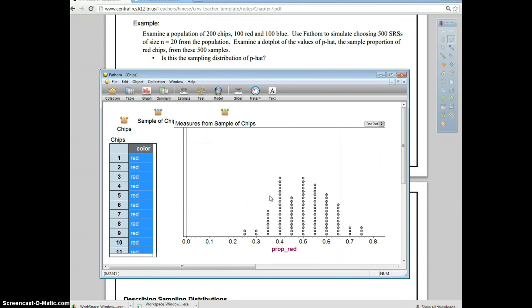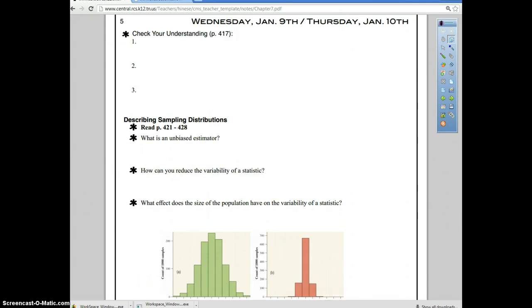But if I didn't know that, let's say that I did not know that, and my teacher told me that it was 70% red. I would look at this and say, I doubt that's true because very few of our samples actually had a proportion that was 70% or higher. It would be way more likely for my true proportion to be somewhere in here, okay, where the majority of my data is. That is what's so useful about sampling distributions.